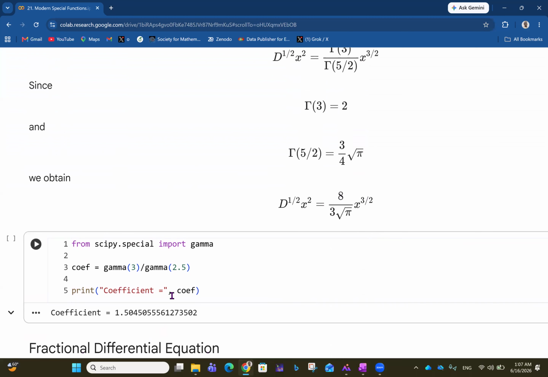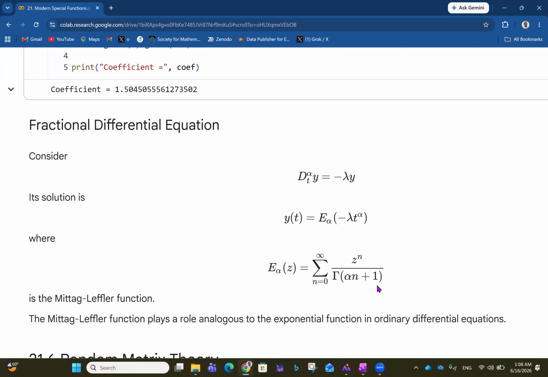So if there's fractional calculus, then we can talk about fractional differential equation. If you consider D_t^alpha y to be minus lambda y, its solution is y of t, which is E_alpha of minus lambda t^alpha, where E_alpha of z equals summation from n equals 0 to infinity of z raised to power n over gamma of alpha n plus 1. That is called the Mittag-Leffler function. The Mittag-Leffler function plays a role analogous to the exponential function in ordinary differential equations. So the exponential function e raised to power x plays a central role in ordinary differential equations, but in fractional differential equations, you have the Mittag-Leffler function playing the same role.